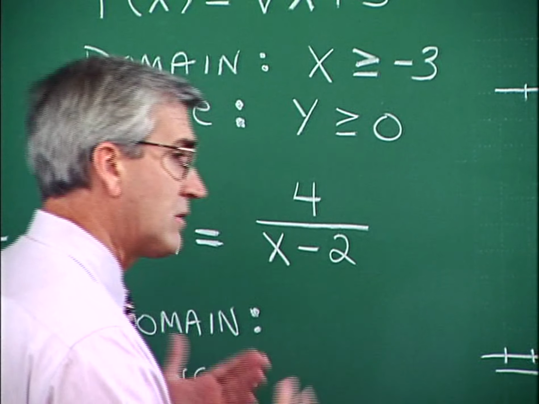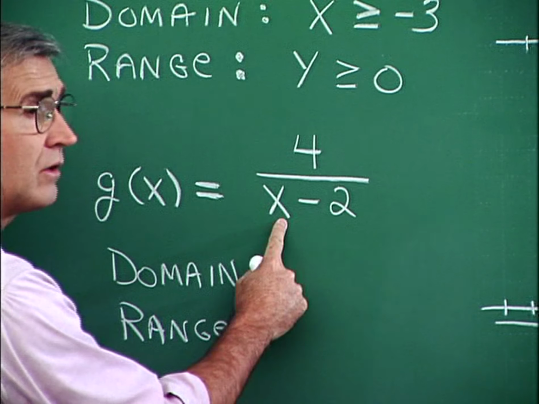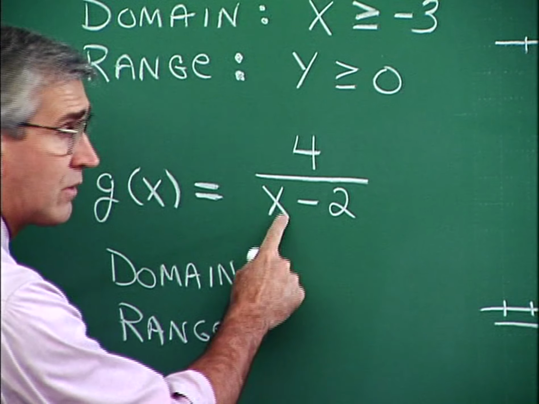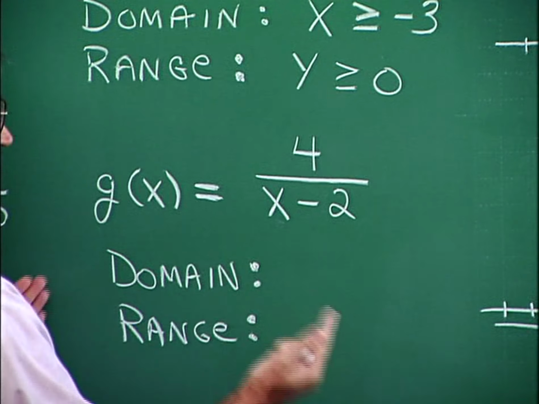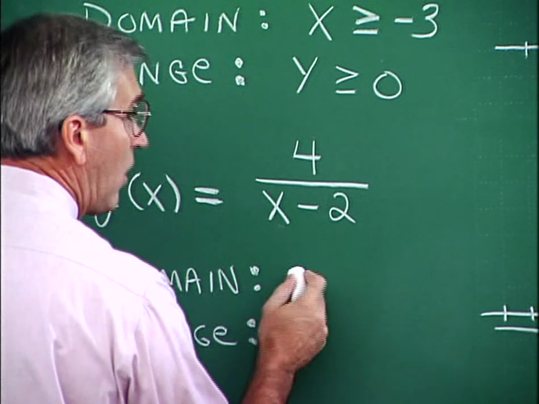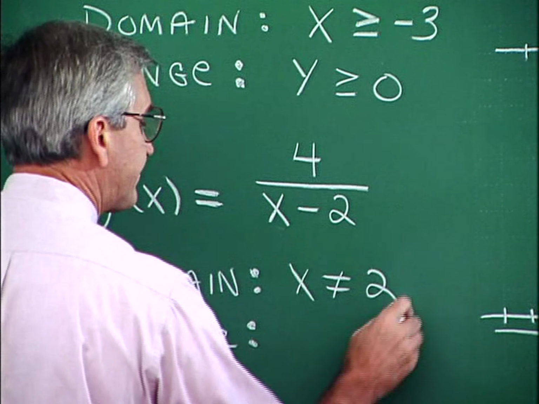We disallow values of x that would cause denominators to become 0, so this denominator cannot take on the value 0, and x therefore cannot take on the value of 2. So it would be all real numbers except 2, or we could say that x is not equal to 2.